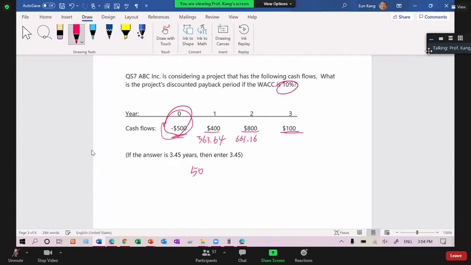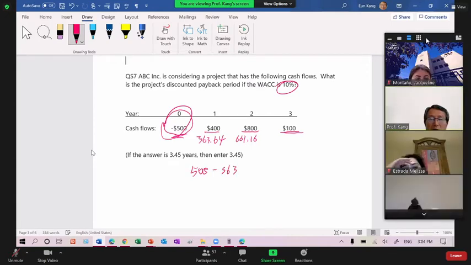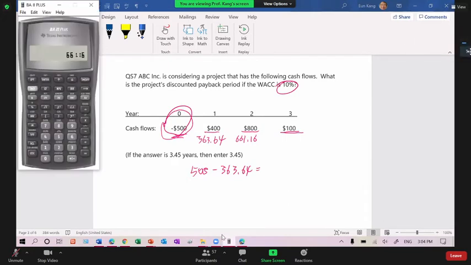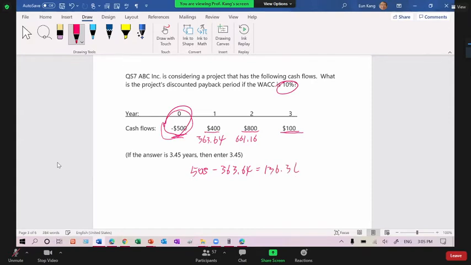So 500 minus 363.64. So I'll just store this one at 1 to save time. And 500 minus 363.64 is 136.36. So it took the whole year. So 1 plus the next year is not the whole year.